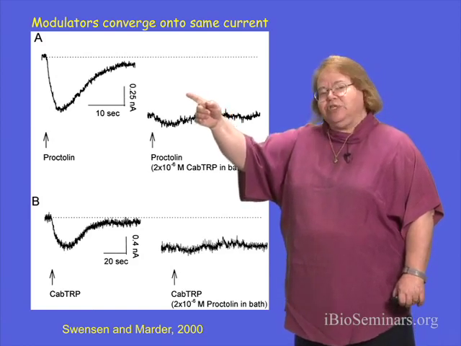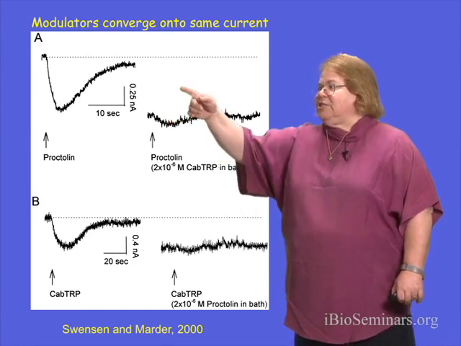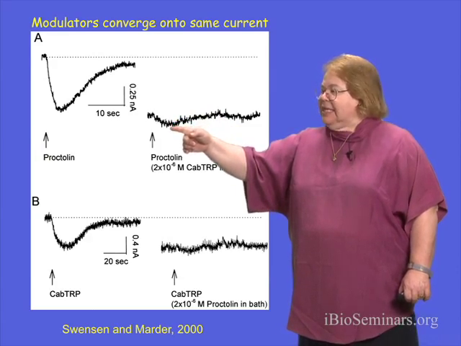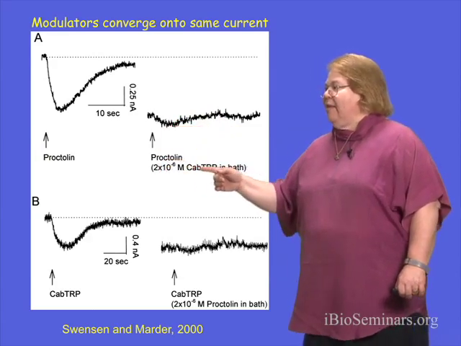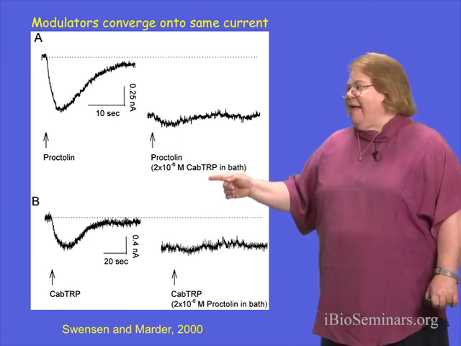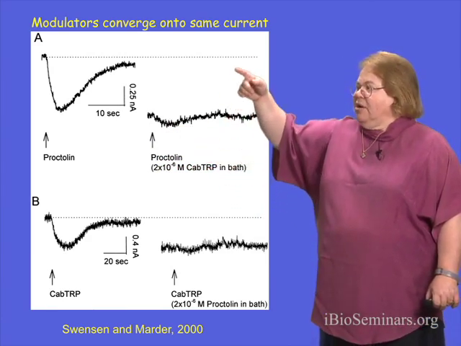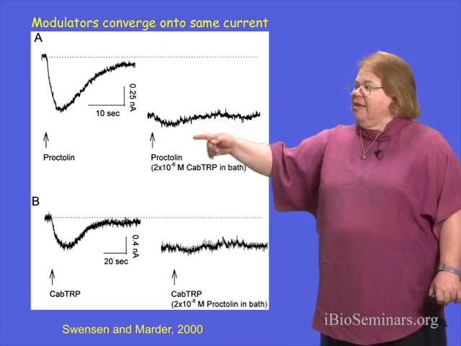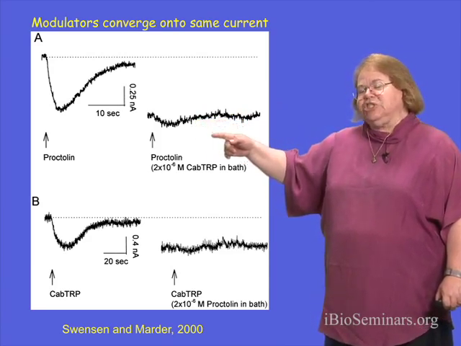This is shown in the experiment here, where on top in A, we're in voltage clamp, so you're looking at an inward current which is evoked by proctolin. And then Andy put this second peptide, CABTERP, in the bath, and you can see a large inward current. Then he reapplied proctolin, and you can see there's very little additional effect.